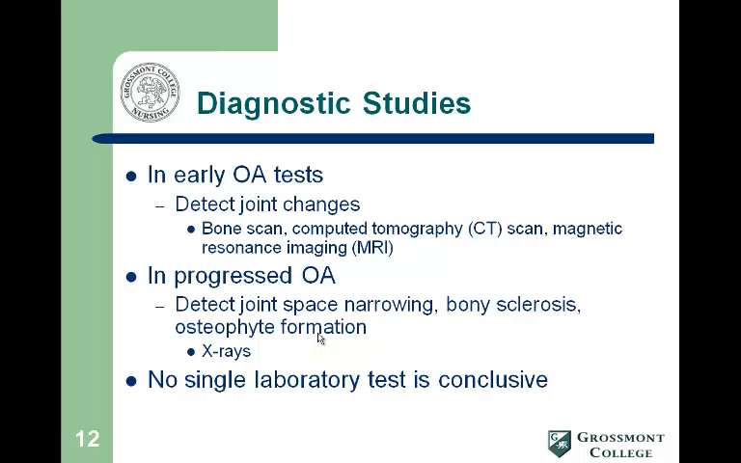So in progressed osteoarthritis, it's going to detect the joint space narrowing. So they're going to see the bone-on-bone action. They're going to not see the cartilage in there. So they're going to see how badly it's progressed.